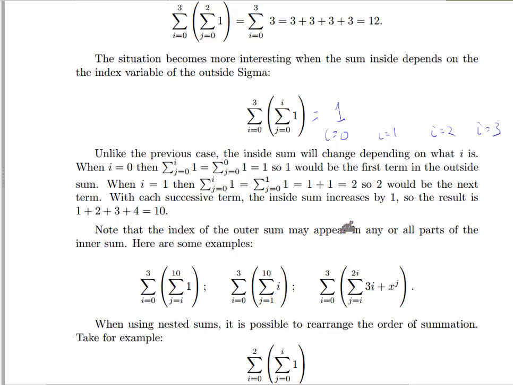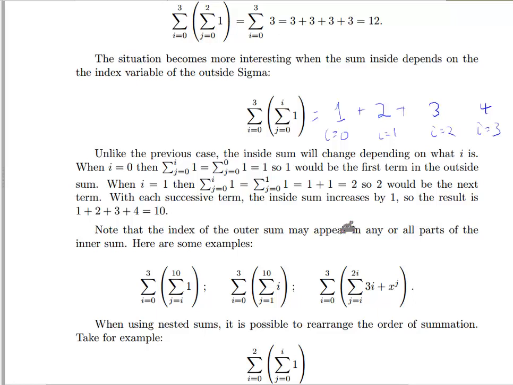Right. Now, when i equals 1, we have j equals 0 to 1. So that's 2 terms. Each term is a 1. So I'm going to get a 2 here. Next term, we have i equals 2. And you can work that out. There are 3 terms here. When i equals 3, you have 4 terms here. So we need to take this sum.